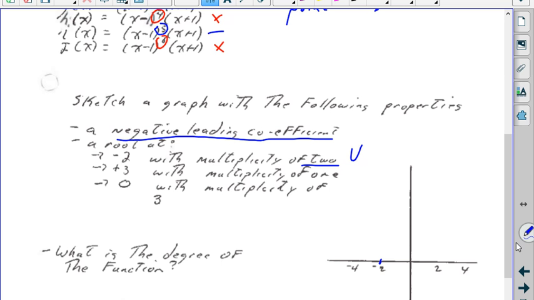We're at +3 over here with a multiplicity of 1. That means it's just going to cross the x-axis at that point. And we have a third zero at 0 with a multiplicity of 3. So that means we have this point of inflection. What do you think the minimum degree for this function is?